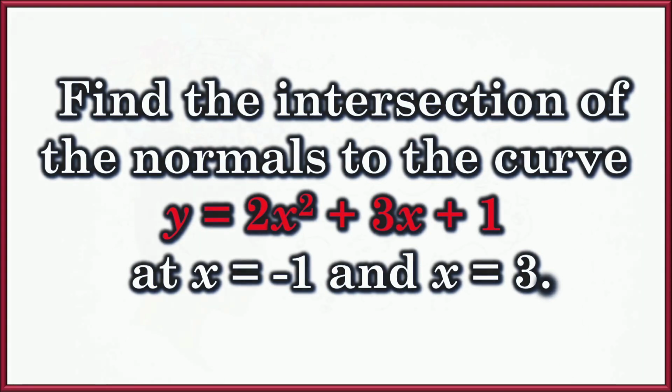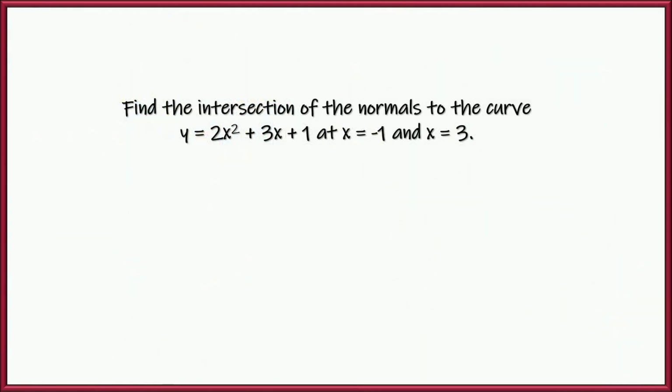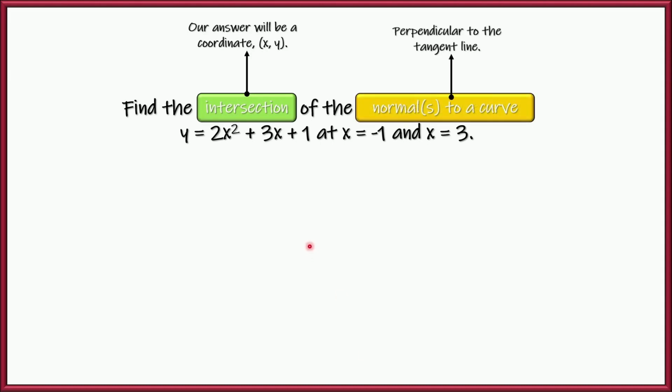All right. Now, I think that the best thing to do with something like this is to visualize exactly what it is you're looking for. Make sense of the question before diving in and doing any what I would call random active math, right? So it says find the intersection of the normals to the curve, and it gives the equation and 2 points. Well, the intersection is going to be where two lines cross. So we're looking for a coordinate x comma y, and normals to the curve, well, those are perpendicular to the tangent line at the points x equals -1 and x equals 3.